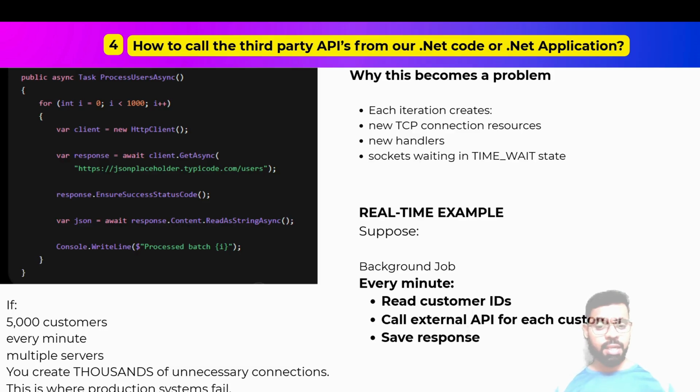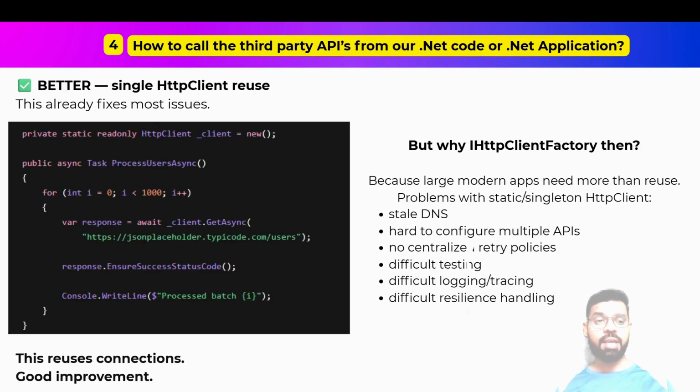So in the background, what is happening? Every minute it is reading the customer ID, calling the external customer API for each customer, and saving the response. So this creates a nightmare. To overcome this, we have come up with the HTTP client factory.